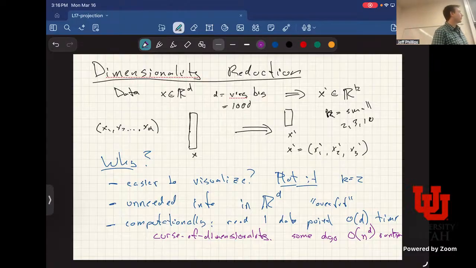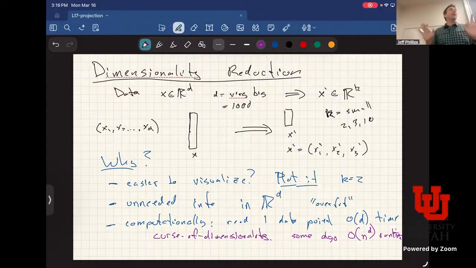What's the word after? Runtime. I ran a little bit out of room there. Runtime. Okay. And also what is the word after R^D? Unneeded info in R^D, and maybe like overfit. Maybe.